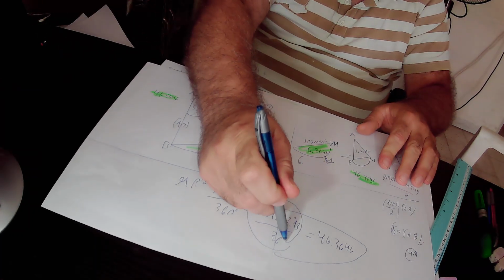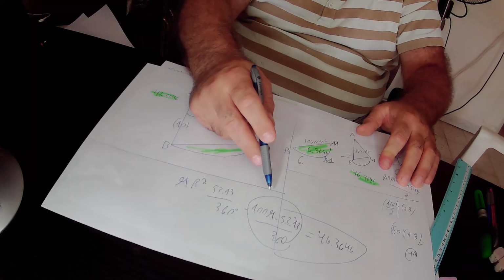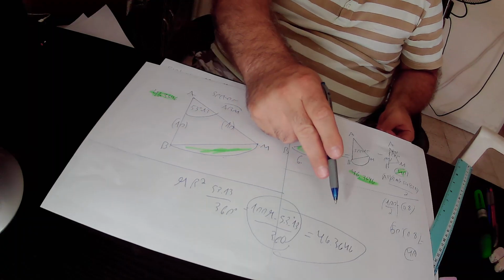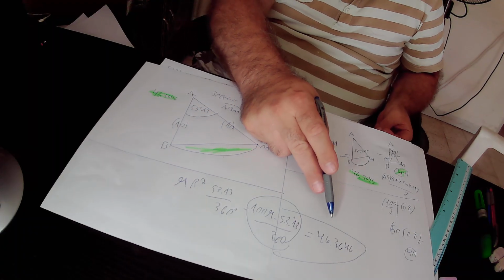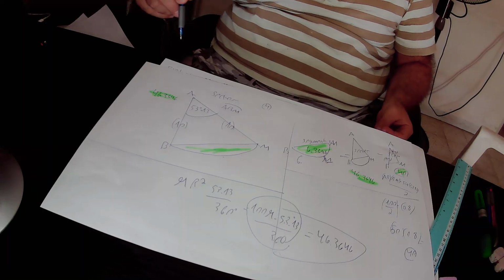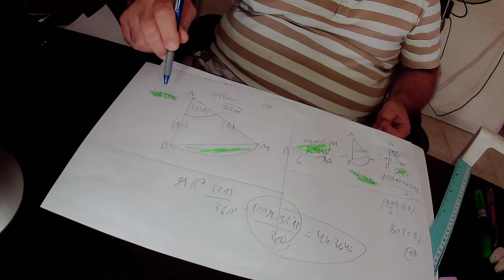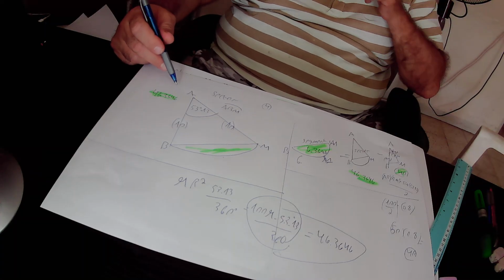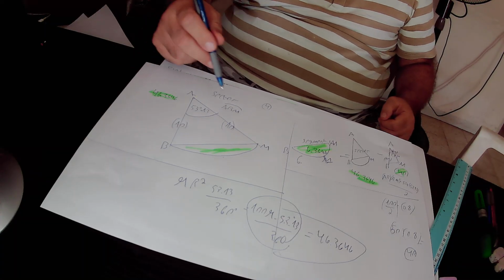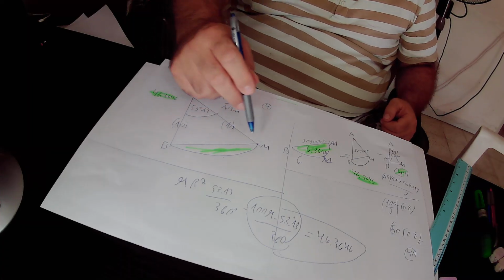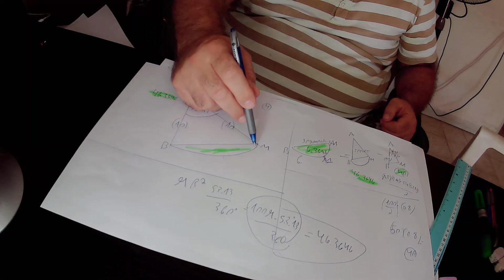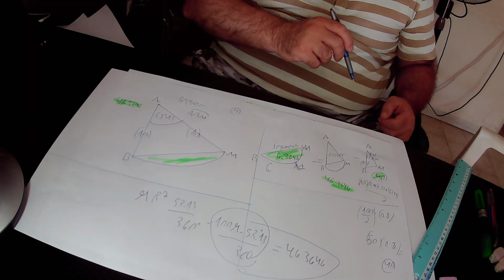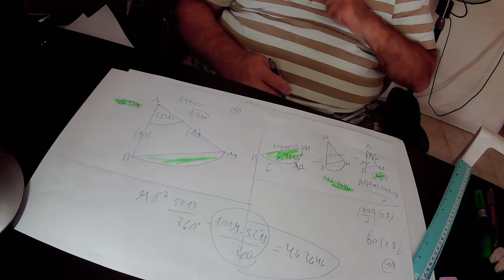In total, the value of this expression, 100 pi times 53.13 degrees over 360 degrees, is equal to 46.3646 square units. So we found that the area of this sector AMB equals 46.3646 square units. Our task is to find the area of this lower segment BLM.